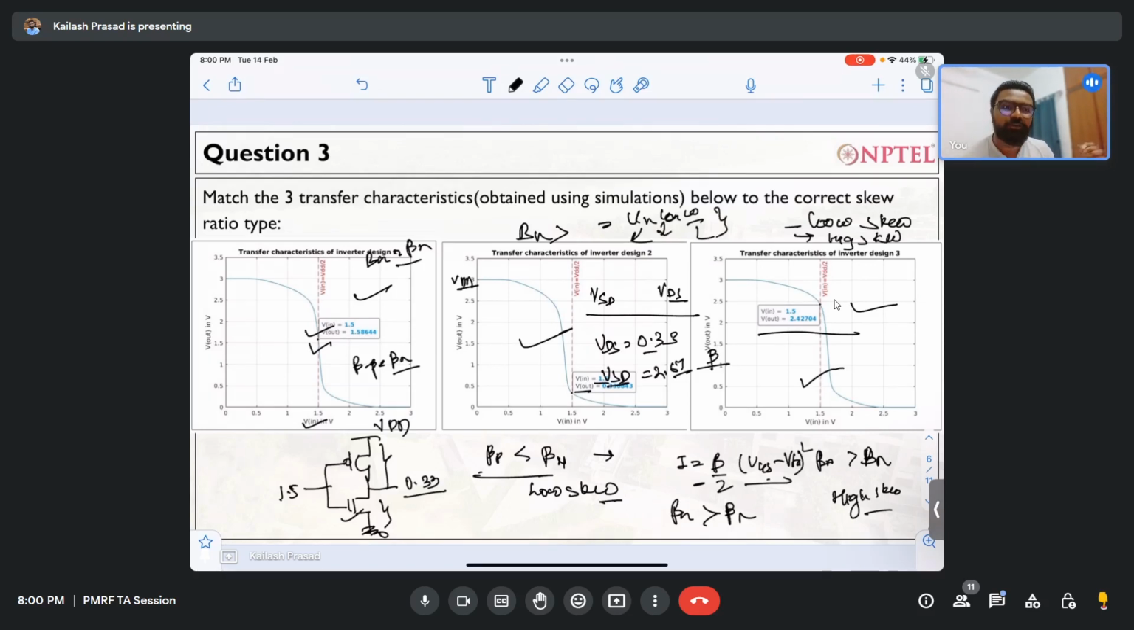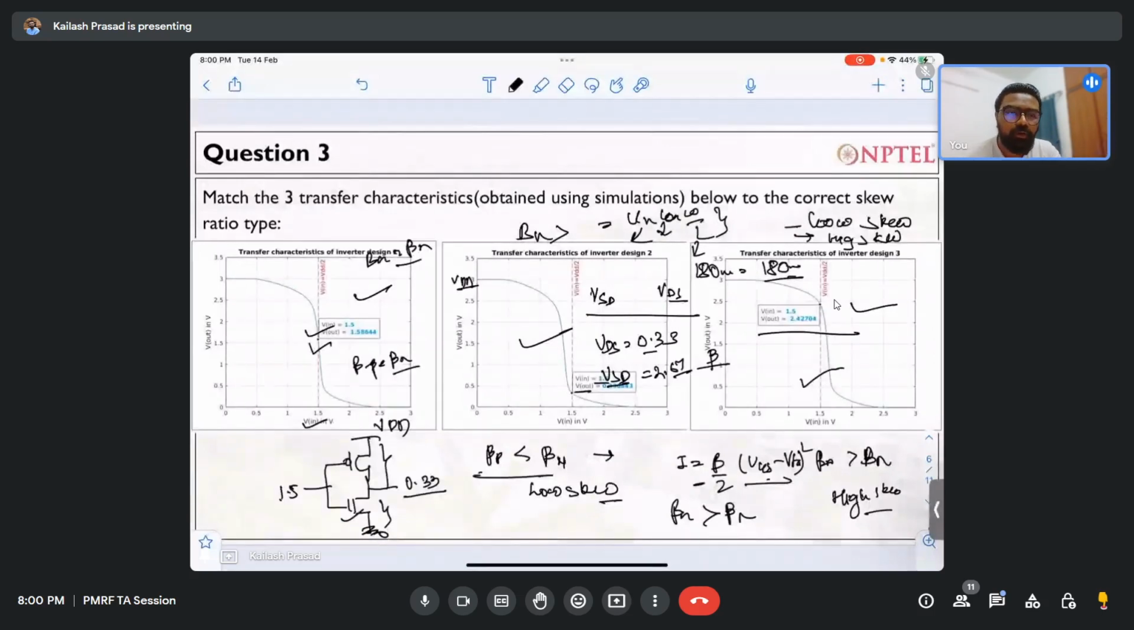Also in digital design, L is kept fixed. It should be minimum. So if it is 180 nanometer technology, L should be fixed at 180 nanometer. The only parameter that is to be varied for you is W.